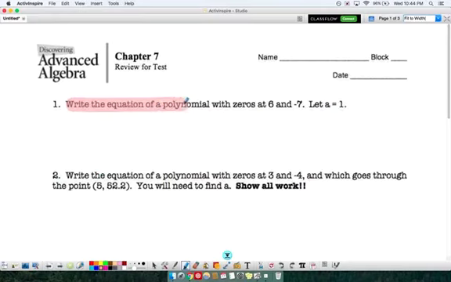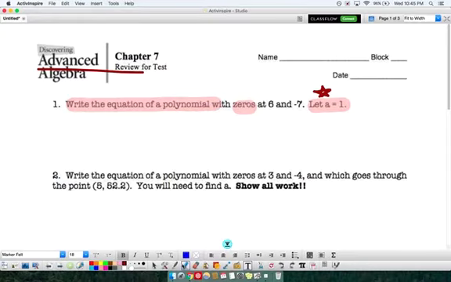Write the equation of a polynomial with zeros at x equals 6 and x equals negative 7. And pay attention to this. This is important. Now we're going to start getting a little more advanced. All right, let a equal 1. We're going to write the equation of a polynomial, a quadratic.